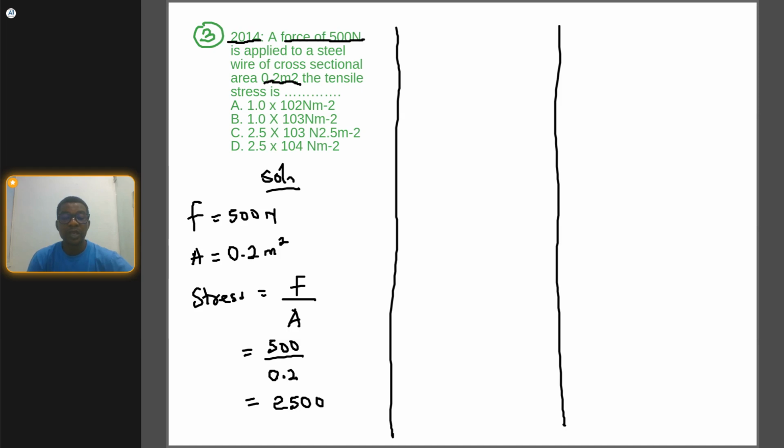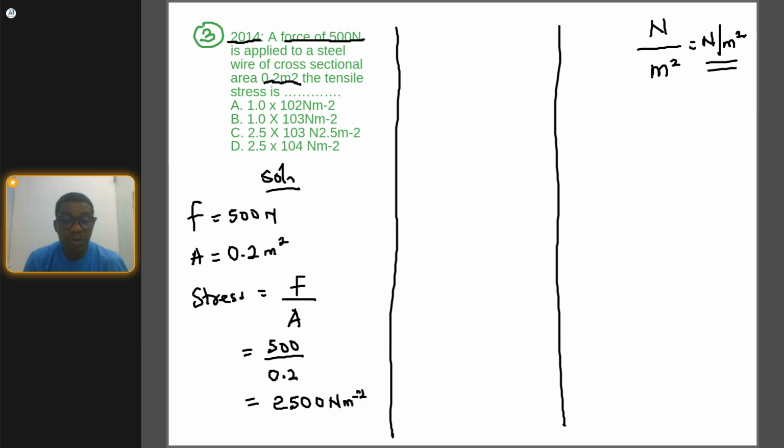2,500 Newton per meter square. That is, 500 divided by 0.2 is 2,500. It is Newton per meter square because force is measured in Newton and the cross-sectional area is measured in meter square. That would be the unit. So this will be the answer. So let's check the options.